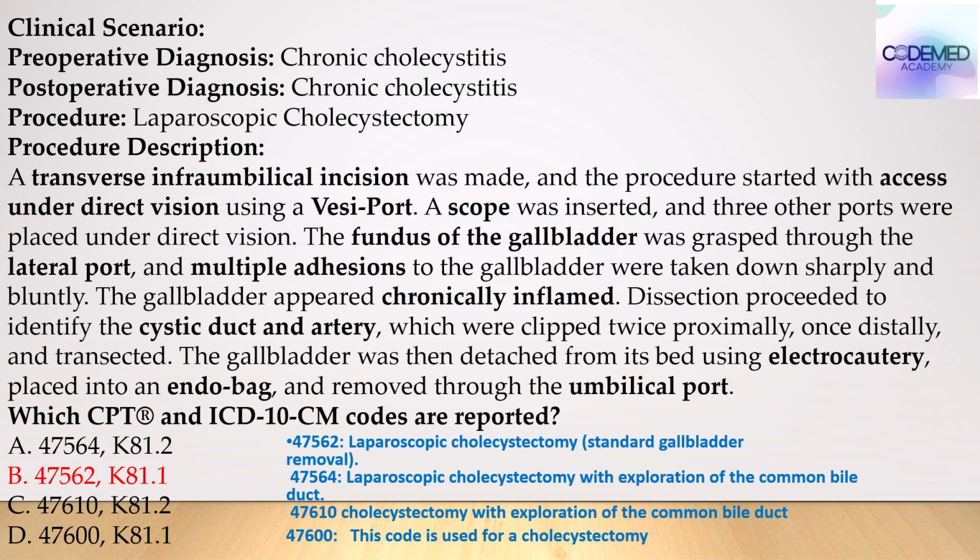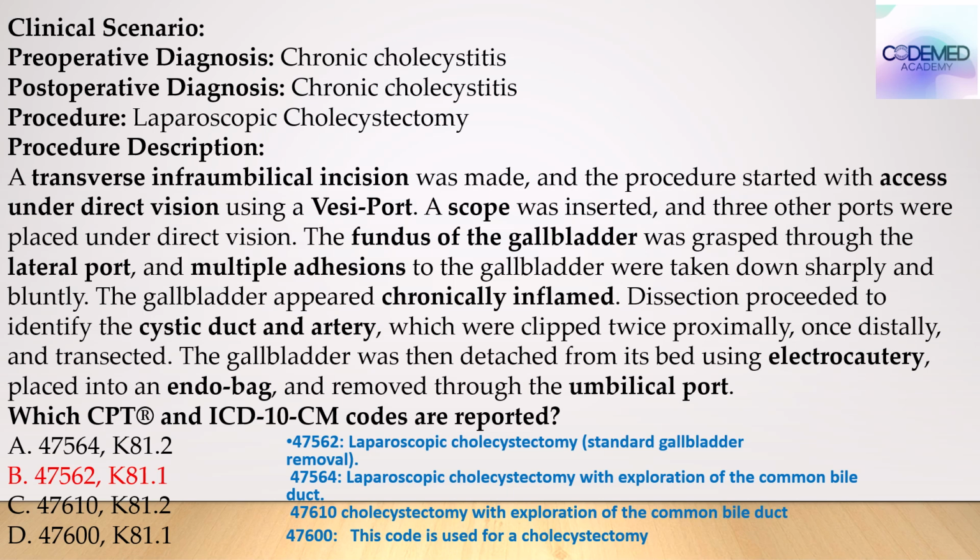So the gallbladder appears chronically inflamed. Dissection proceeded to identify the cystic duct and artery, which were clipped twice proximally, once distally, and the gallbladder was then detached from its bed using the electrocautery. So there is no exploration of the common duct that has happened.